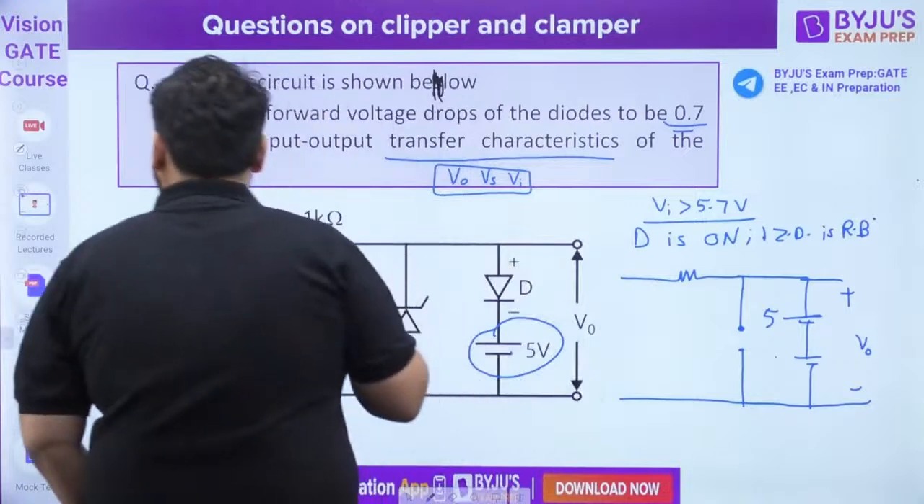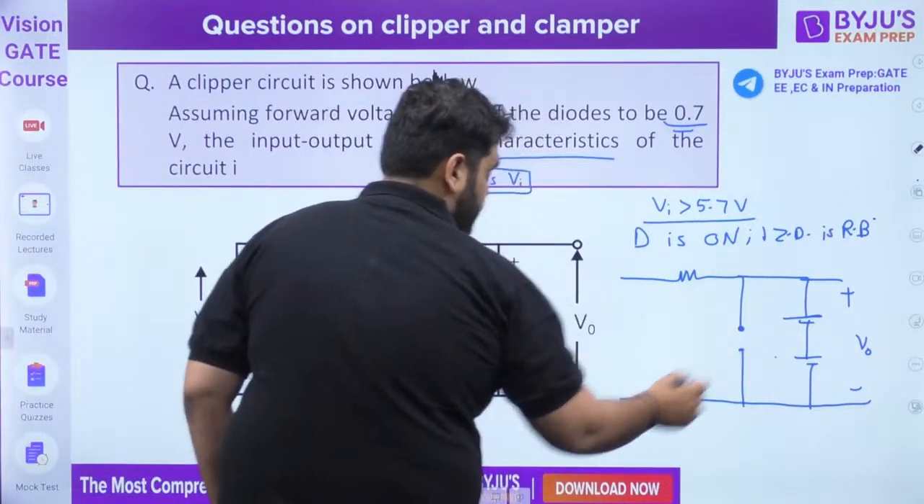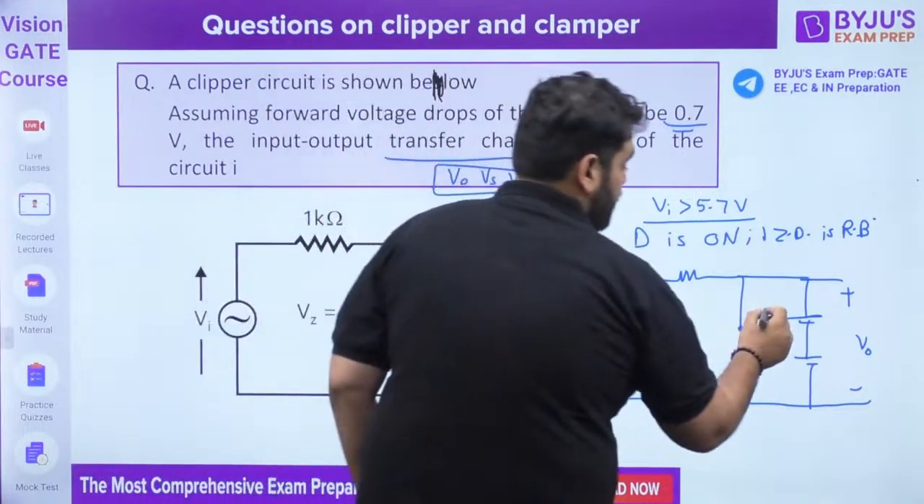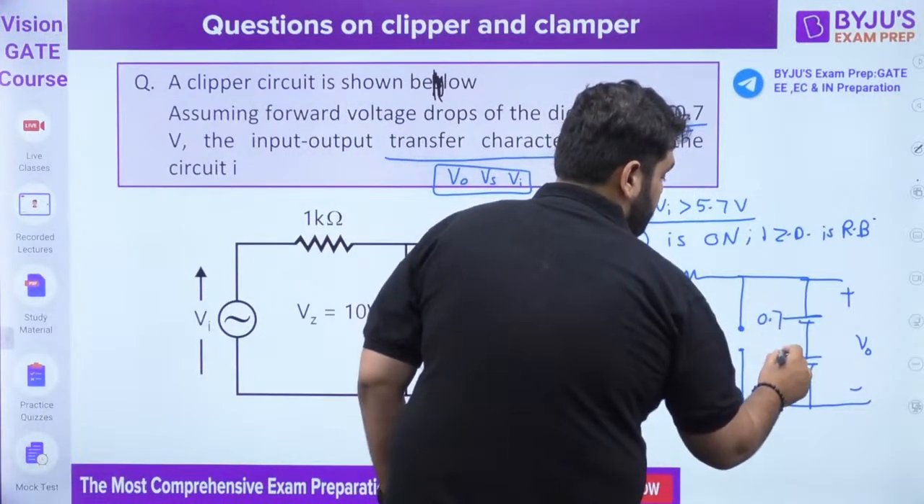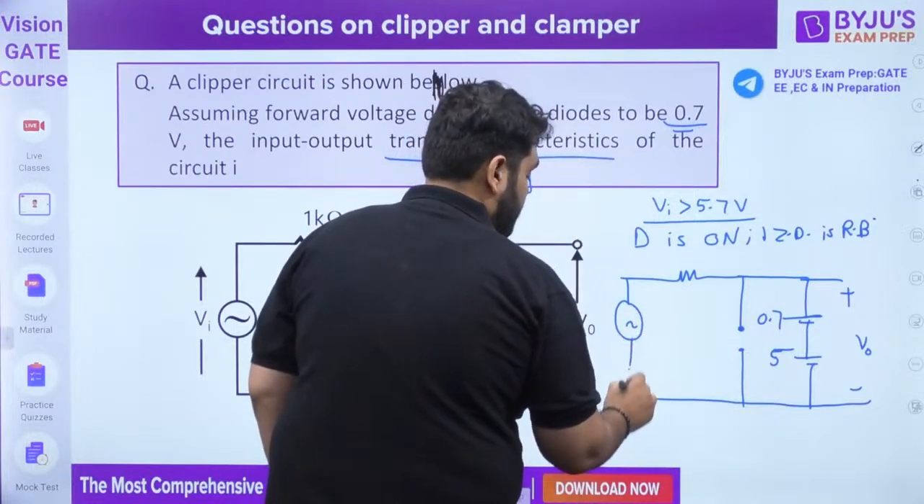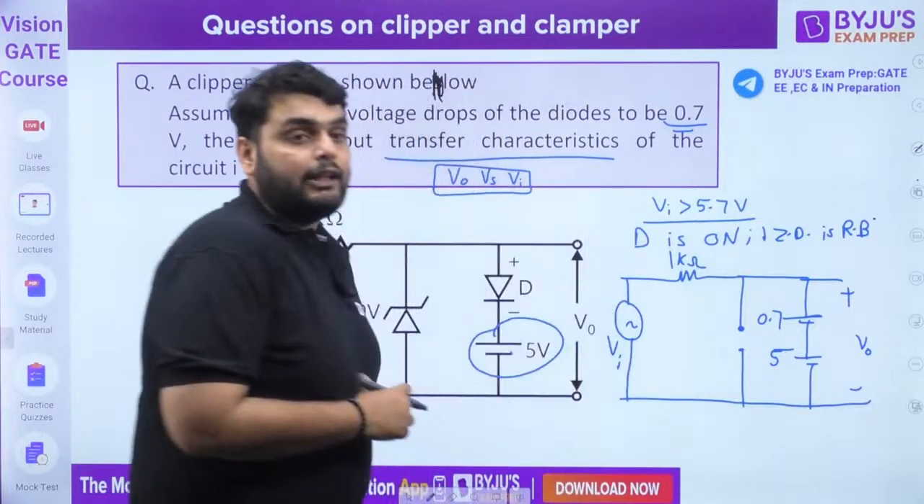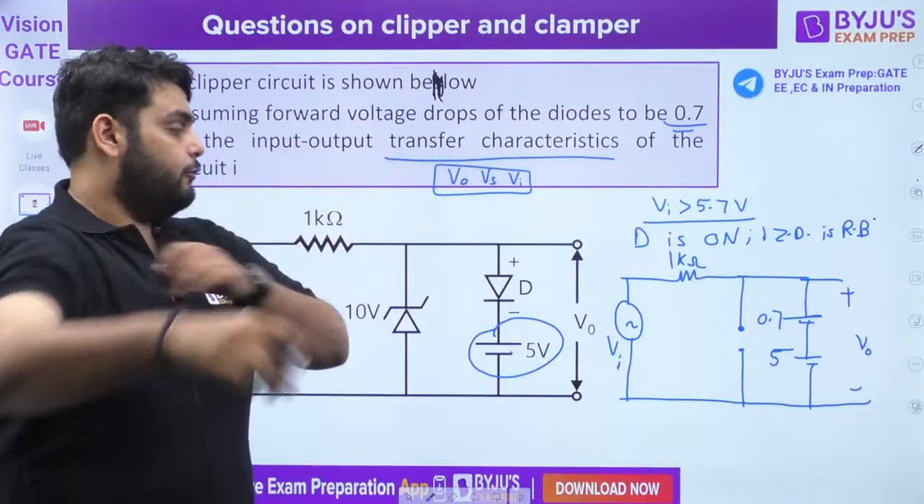Sorry. We can say this is 5 volt. This is 0.7. So this is 0.7. This is 5 volt. Okay. Here you have an input voltage. And here we have a resistance of 1 kilo. Okay. Now see this point very carefully.